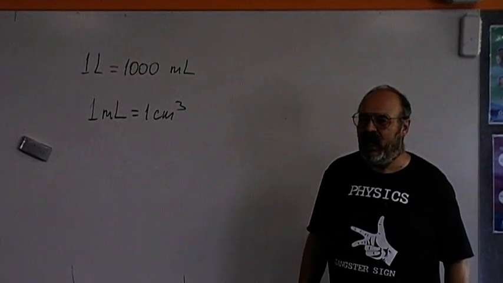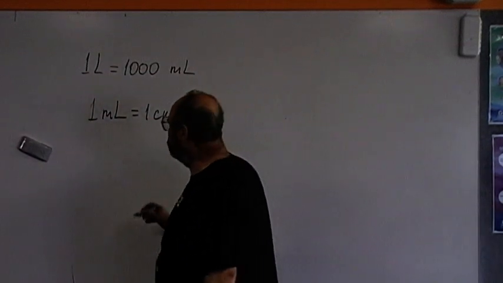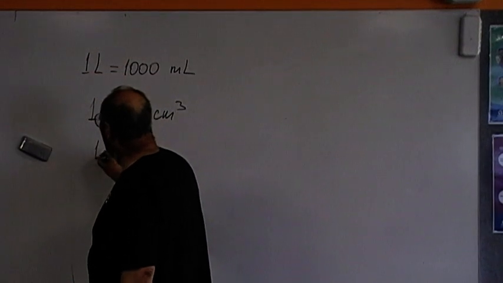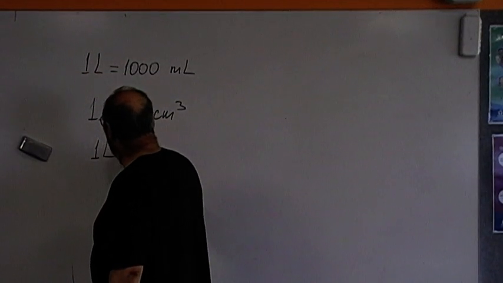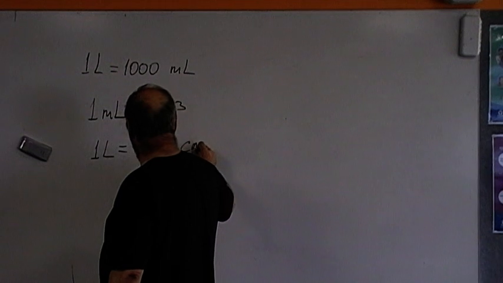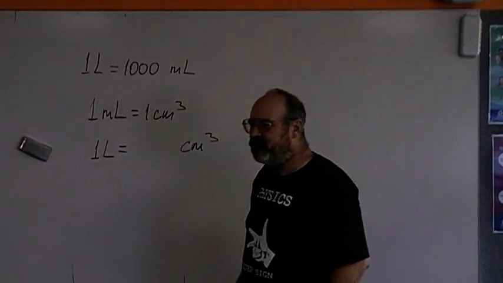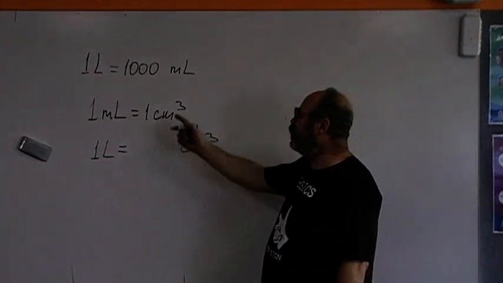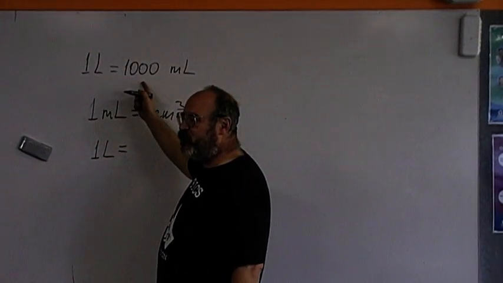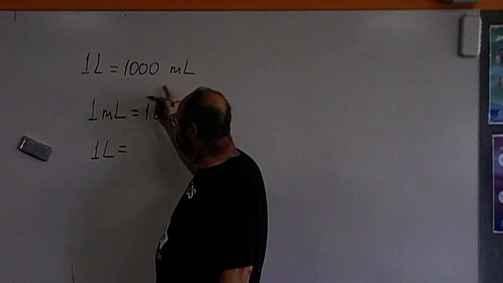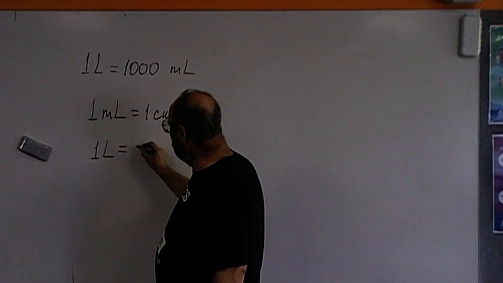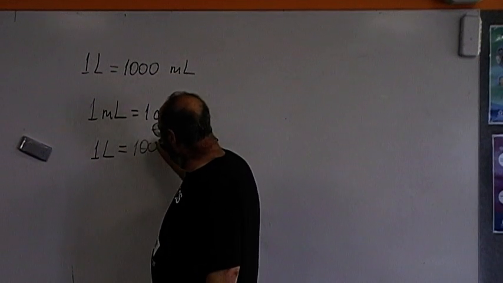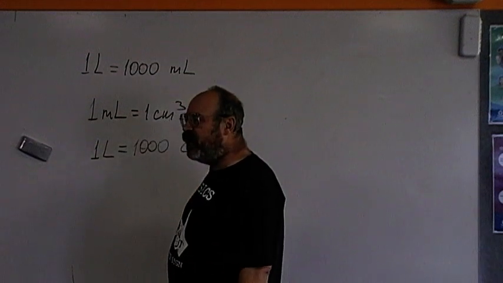So, in 1 liter, how many cubic centimeters are there? 1,000. Yes, because 1 liter is 1,000 milliliters, and 1 milliliter is exactly 1 cubic centimeter. So it's 1,000 cubic centimeters.